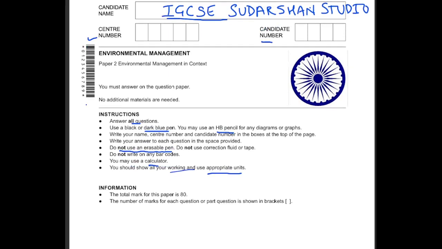Let's see the instructions here. Answer all the questions. Use a dark blue pen. Wherever a diagram and graph is required, use an HB pencil. Do write your candidate name, center number, and candidate number very carefully. Write your answers only in the space provided. Do not use any kind of correction fluid. Do not write on the barcode. Use a calculator, and wherever appropriate, units should be used after showing your calculations. The paper consists of 6 or 7 questions, and the total marks are 80.